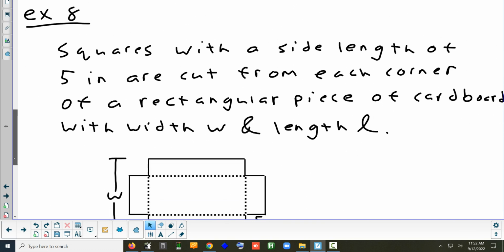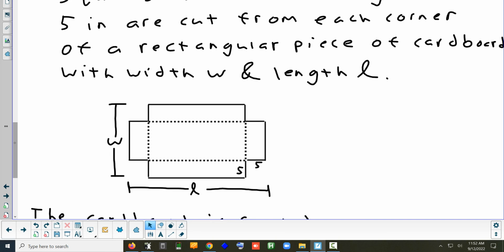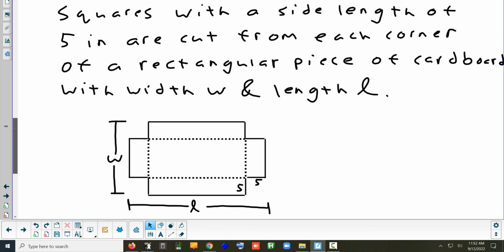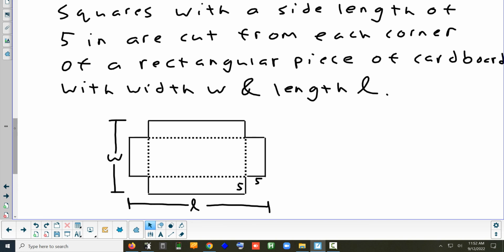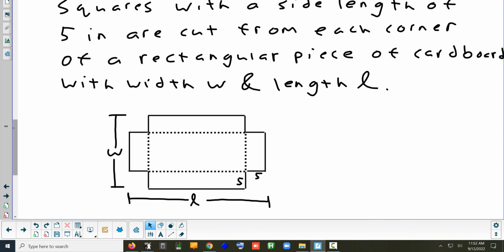Oh, yes. So it says we have a rectangular piece of cardboard, and we're basically going to cut the corners out so we can fold the sides up to make like a little tray. We're going to fold it along the dotted lines. So we're going to cut a square that's 5 inches by 5 inches out of each corner. So each corner, 5 by 5.